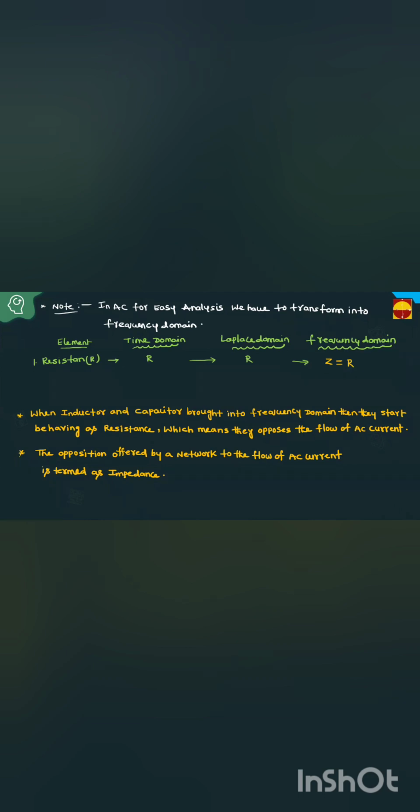For resistance, the impedance is also R. That is, if you transform into, later I will give the definition for this, if you transform into frequency domain, it is R. It is taken as R. That is, there is no change in the domain. The resistance remains the same.